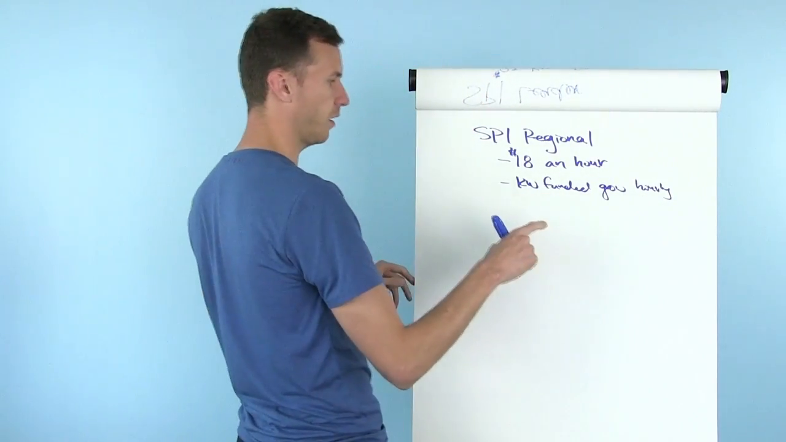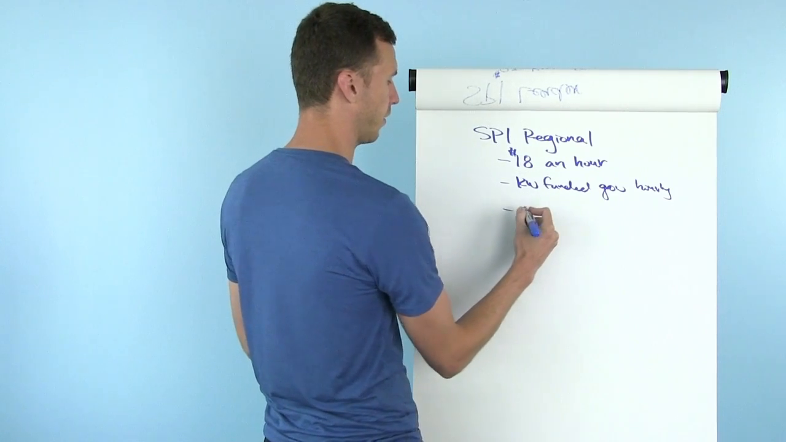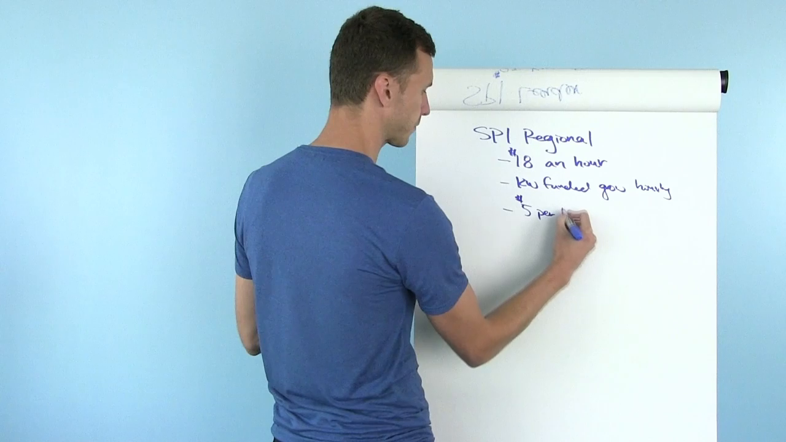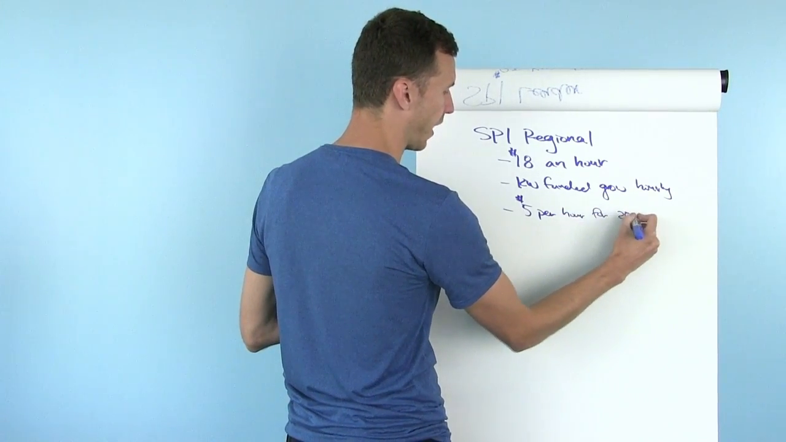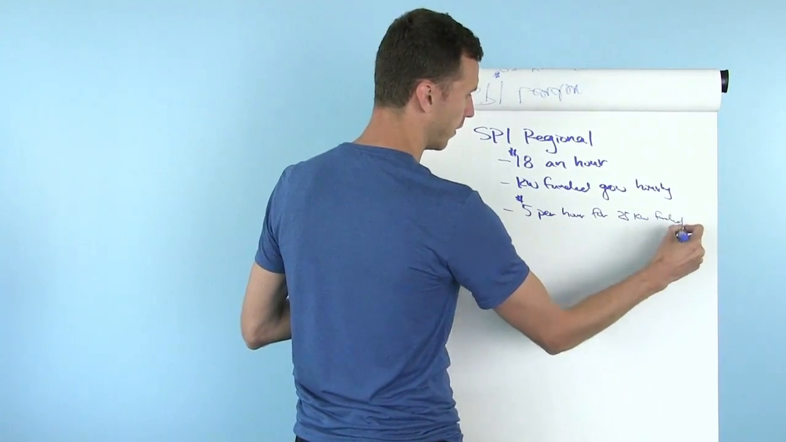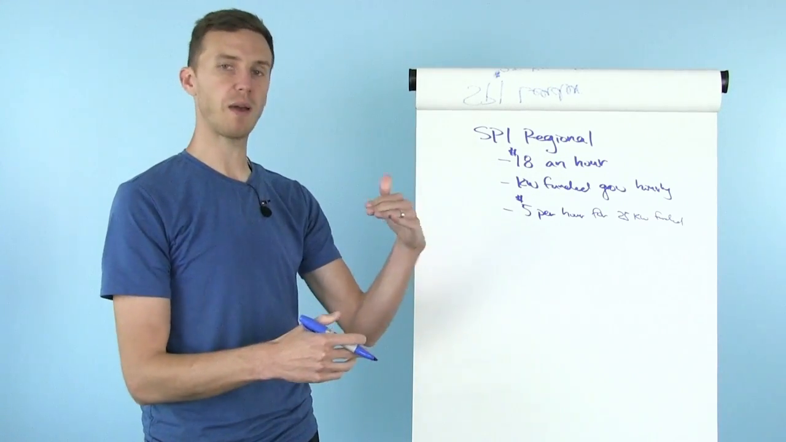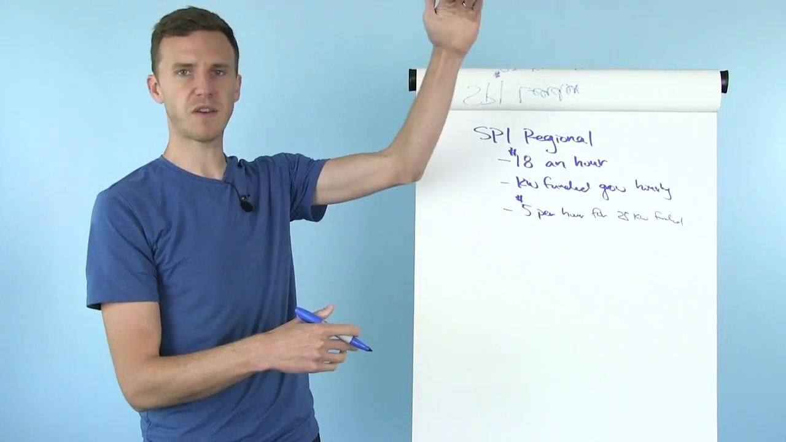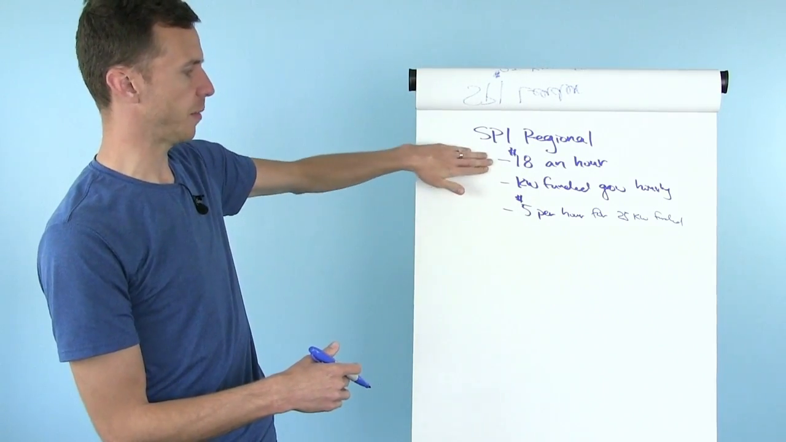So their hourly grows as their kilowatts funded for their area grows. It grows $5 per hour for every 25 kilowatts funded. So as their area goes from about 25 kilowatts a week funded to 50 to 75 to 100, their hourly grows by $5 an hour. So from $13 to $18.